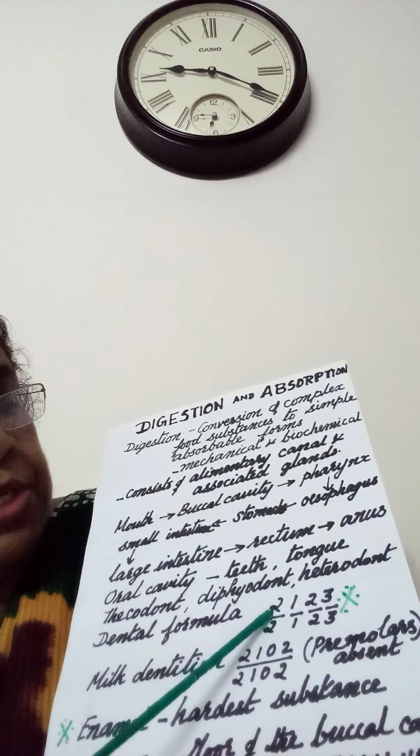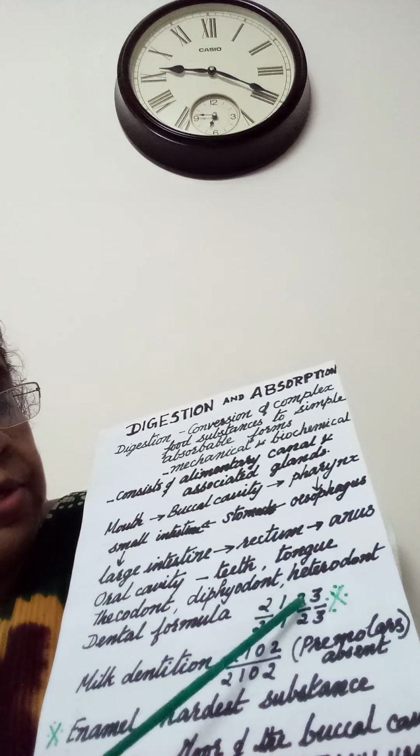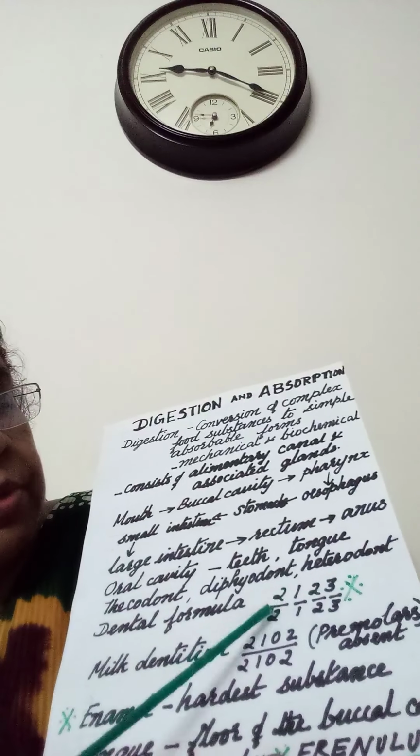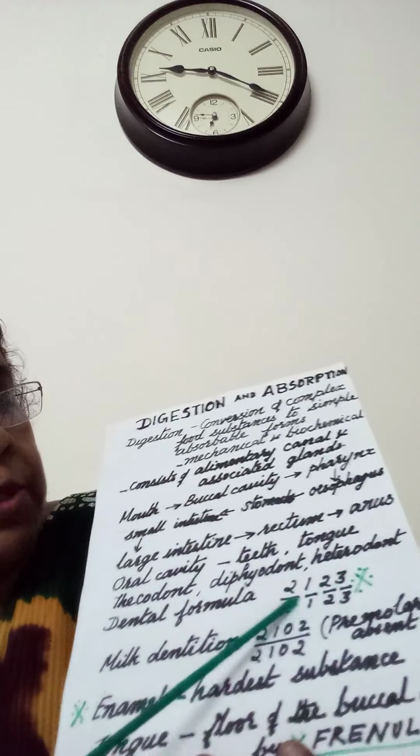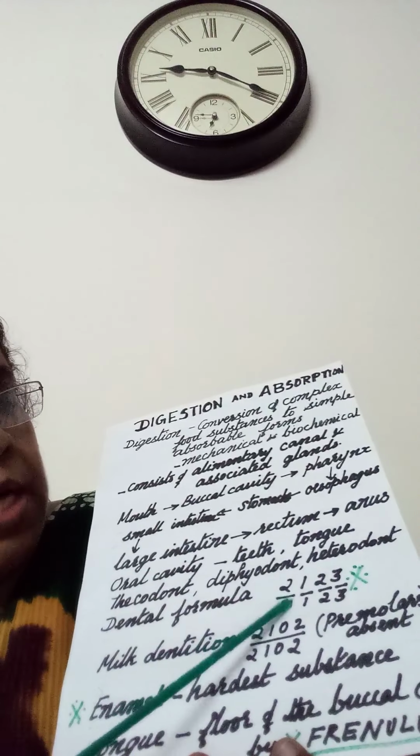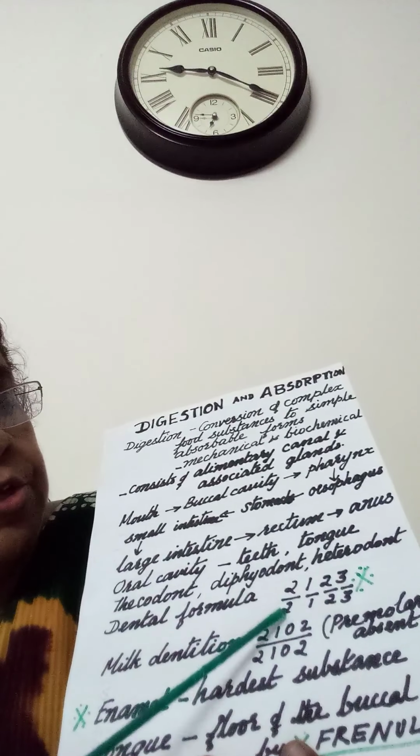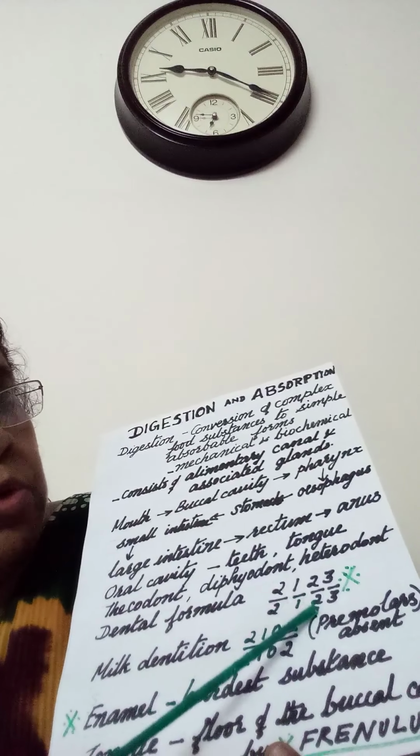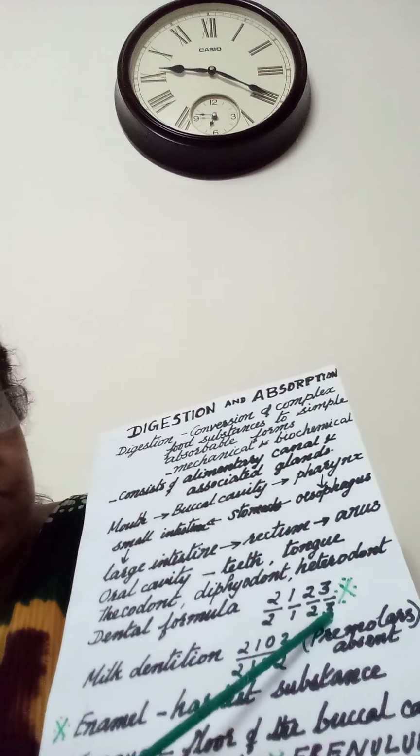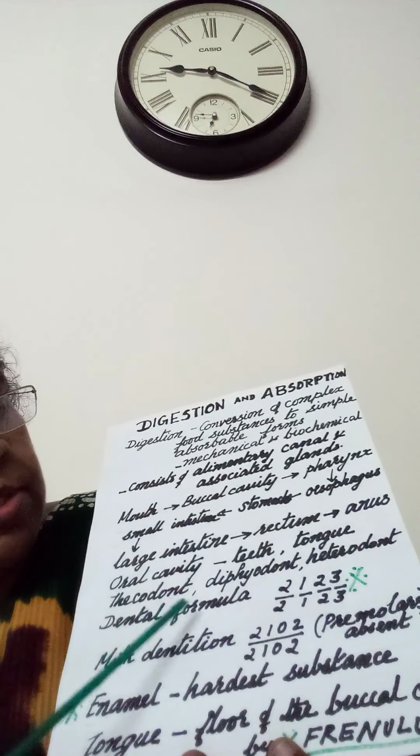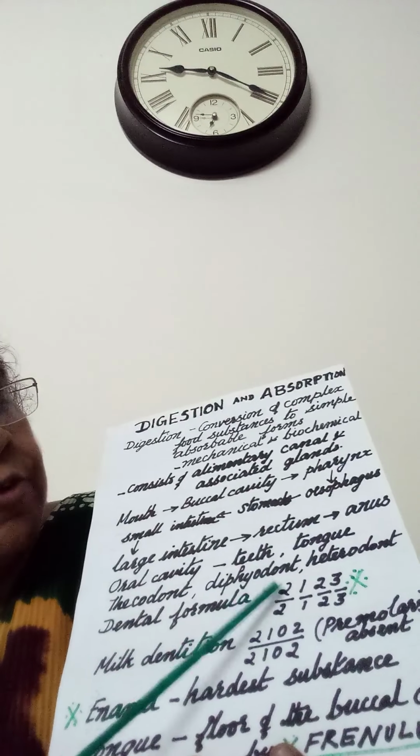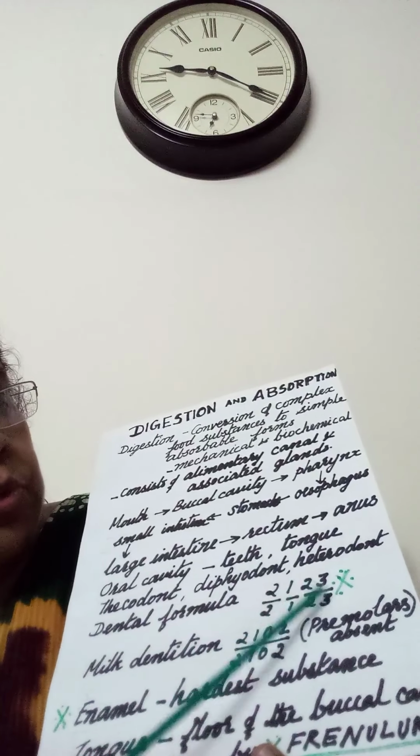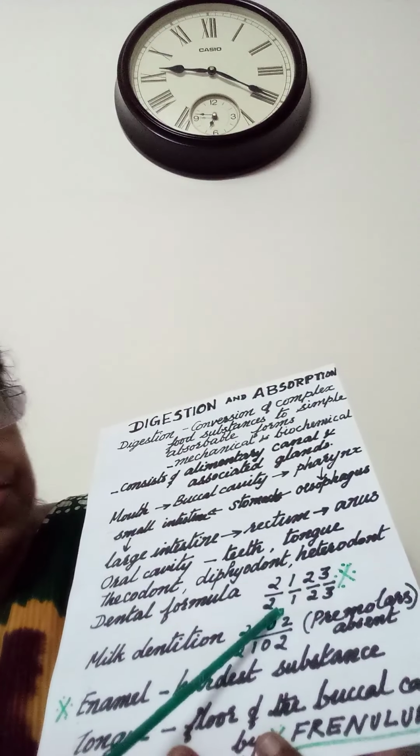So, human dentition, dental formula, that is adult: 2 incisors, 1 canine, 2 premolars and 3 molars. That is each half of the upper jaw. Then each half of the lower jaw has 2 incisors, 1 canine, 2 premolars and 3 molars. So the adult dental formula is 2123 by 2123. This is very important for the entrance.